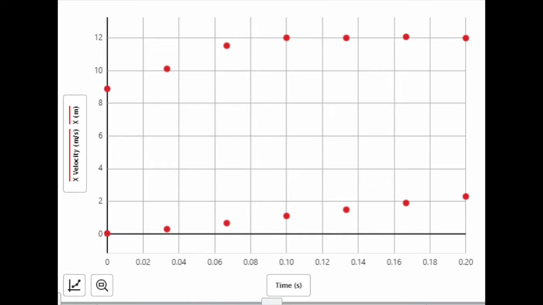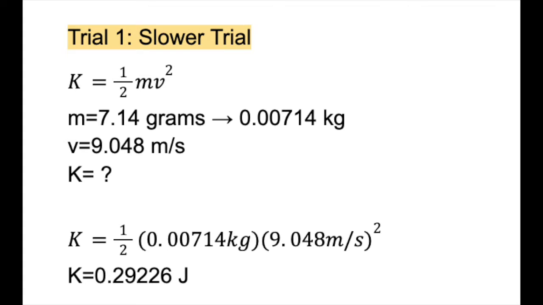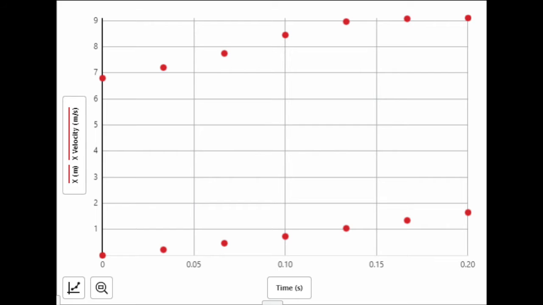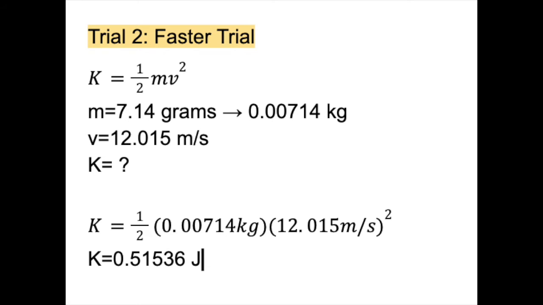In the first trial, where the pulling strain is minimal, the observed initial speed was 9.048 meters per second. Therefore, the observed kinetic energy was 0.29226 joules. In the second trial, where the pulling strain was the highest, the observed initial speed of the arrow was 12.015 meters per second. The observed kinetic energy for this trial was calculated to be 0.51536 joules.